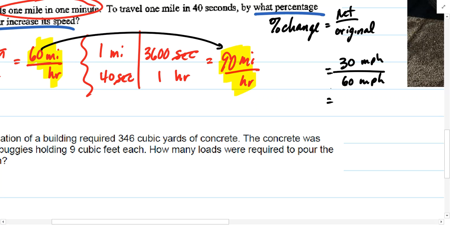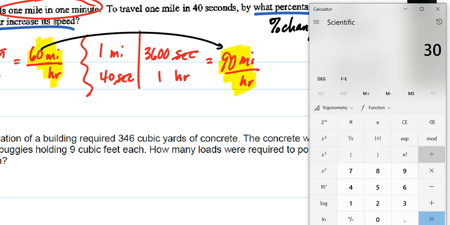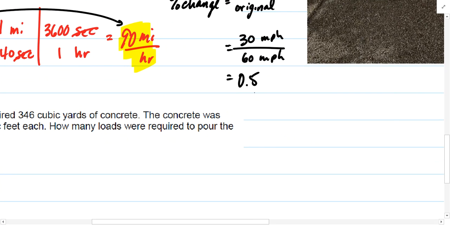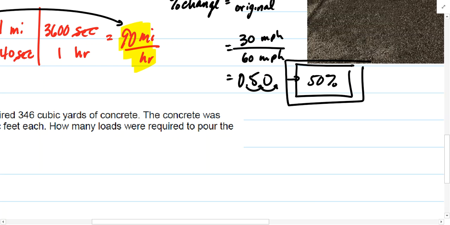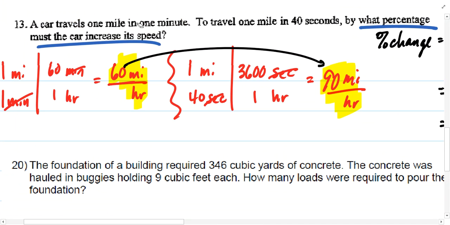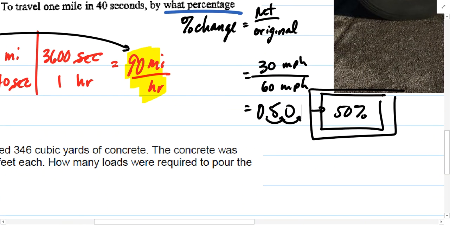And so if we take 30 and divide it by 60, we're left with 0.5. And 0.5, when you move your decimal 2 places to the right, turns into 50%. So that car must increase its speed by 50% if it's completing 1 mile per minute and would like to complete 1 mile in 40 seconds. That's a 50% increase in speed.